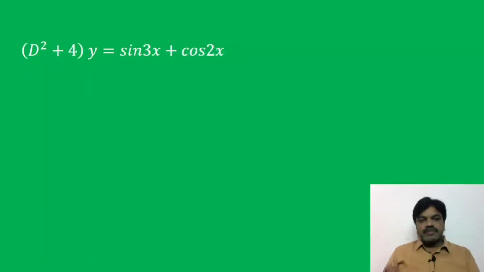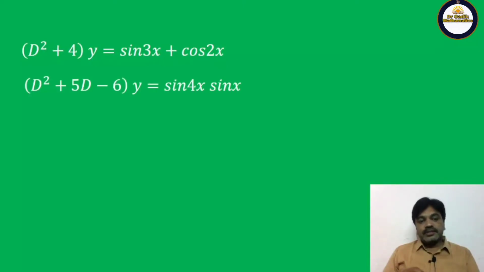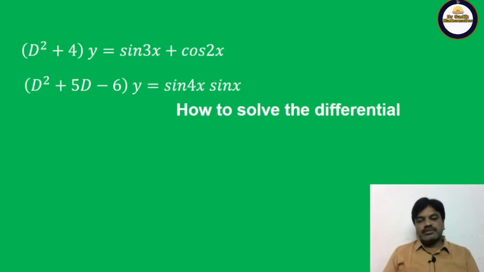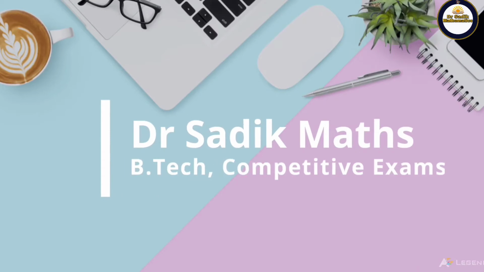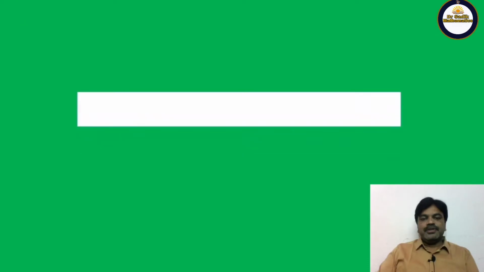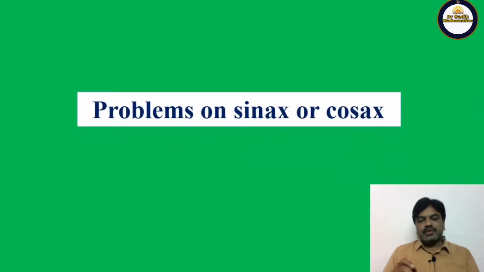(D square plus 4)y equals sin 3x plus cos 2x. (D square plus 5D minus 6)y equals sin 4x sin x. How to solve such type of differential equation? Today we discuss problems on sin ax or cos ax. Let us see the problems, friends.